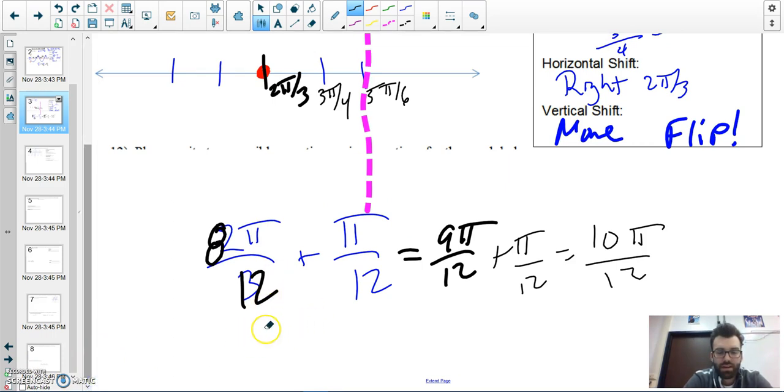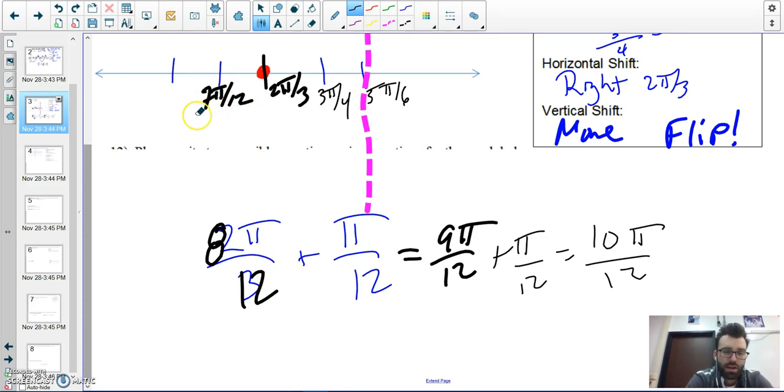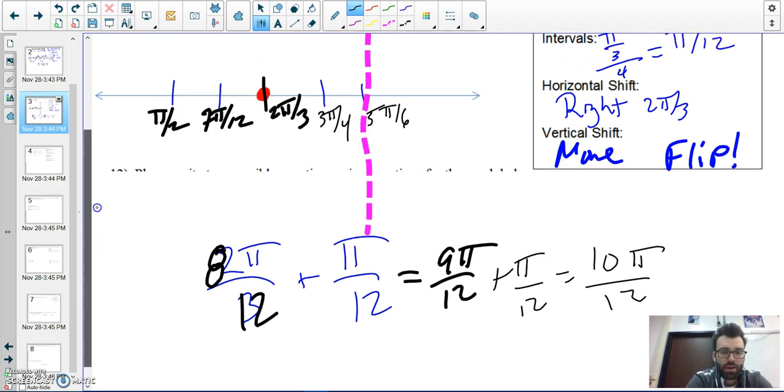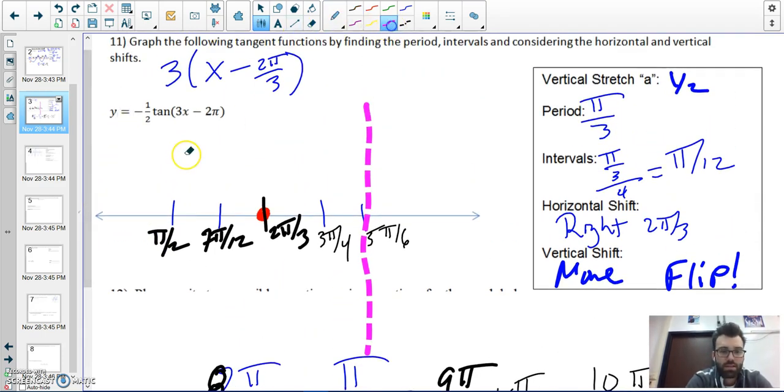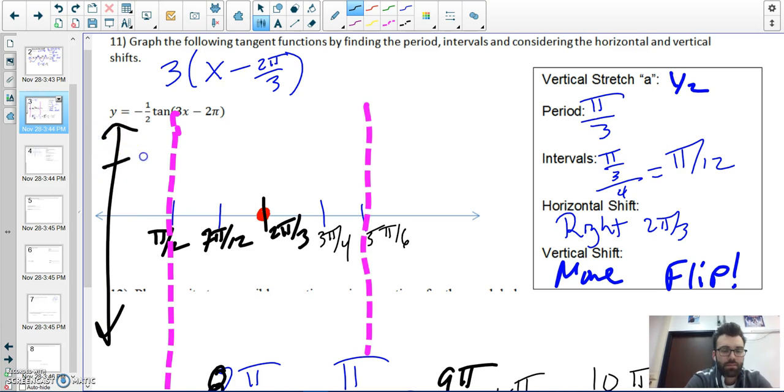If I subtract, I'll get 7 pi over 12. Subtract again, I'll get 6 pi over 12, which is pi over 2. That's my other vertical asymptote, 2 units to the left. Now you notice I haven't drawn in my y-axis. I like to do that kind of at the end now, just so I can see where my line is.